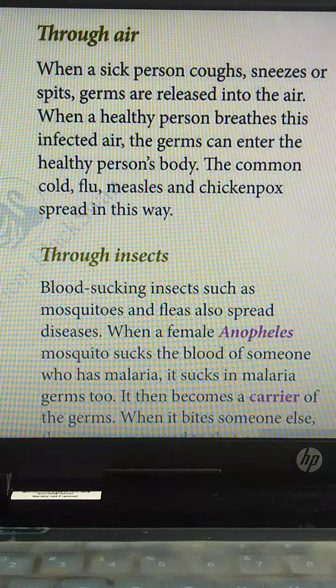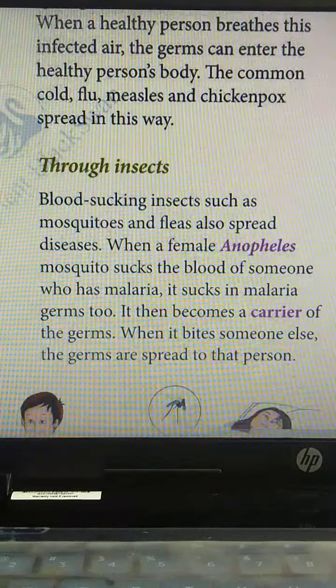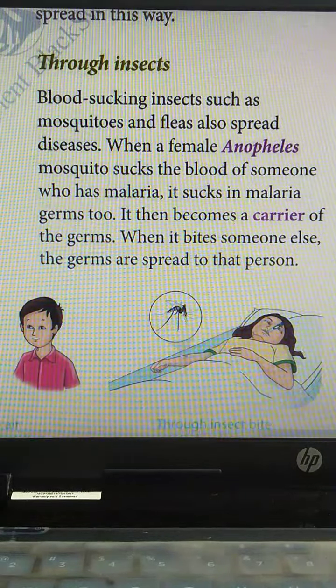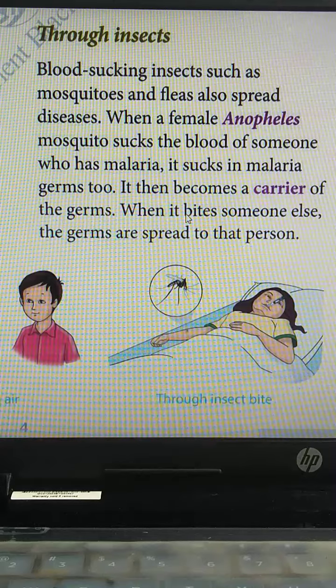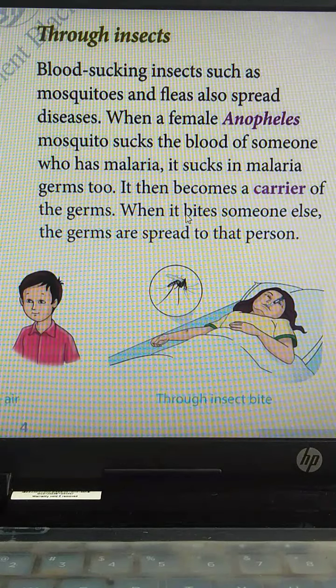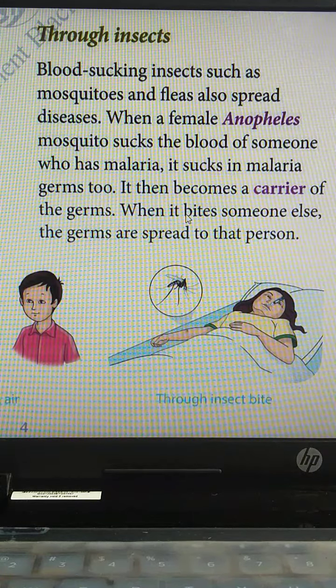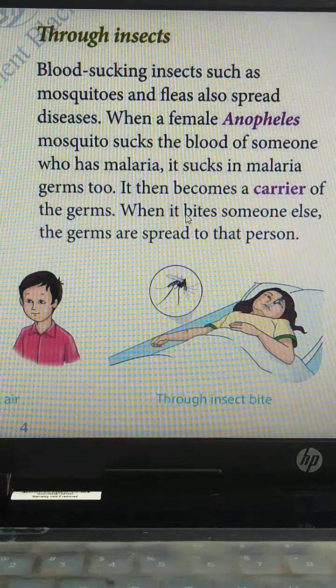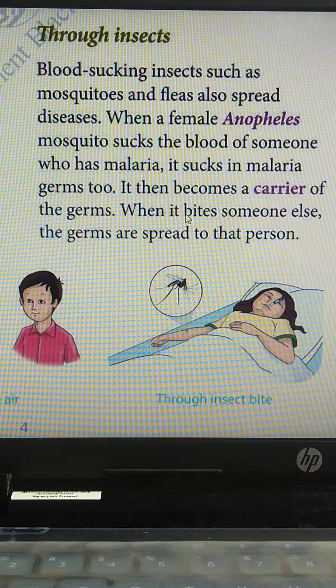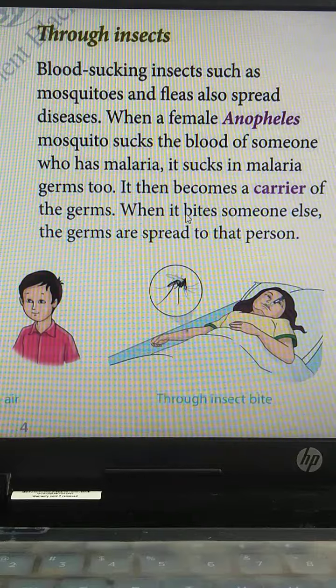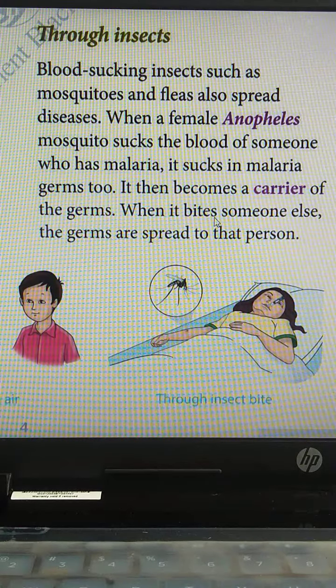Then through insects also, right? Blood sucking insects such as mosquitoes and fleas also spread diseases, right? Mosquito, now the weather is such that in the evening time when you come out, lots of mosquitoes are there. You have to use the mosquito nets, right? If a mosquito bites us, then we suffer from fever.